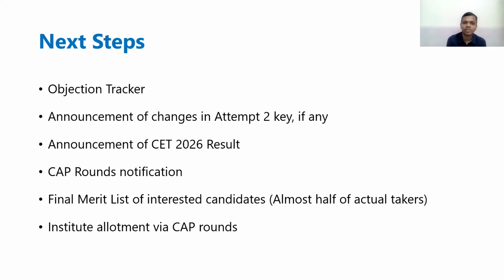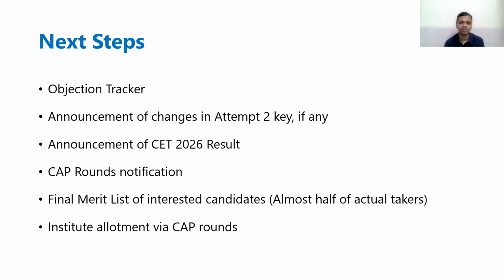Then they will be announcing any changes in the second attempt key, if any, because for attempt 1 also they did that. It might take a couple of days before that actually happens. So maybe another week's time or so before they actually announce if there are any changes and whether your marks are going to go up or remain the same. Then finally, they will announce the CET 26 result.